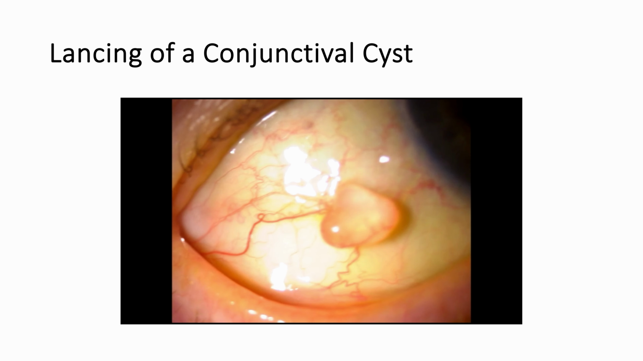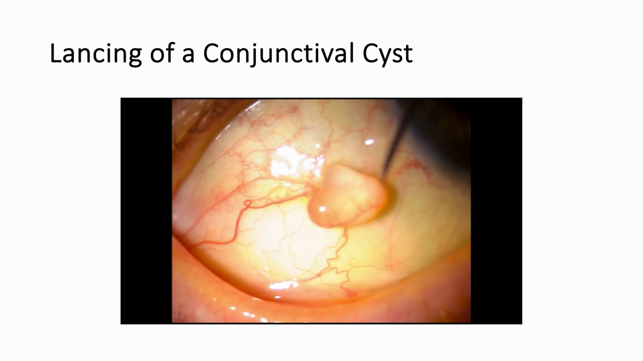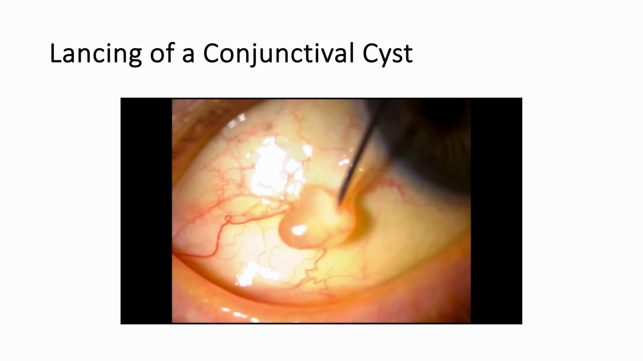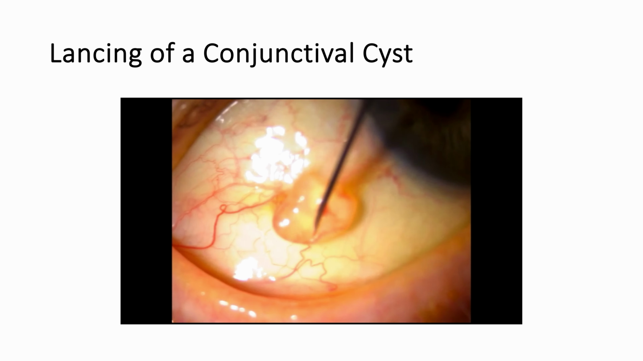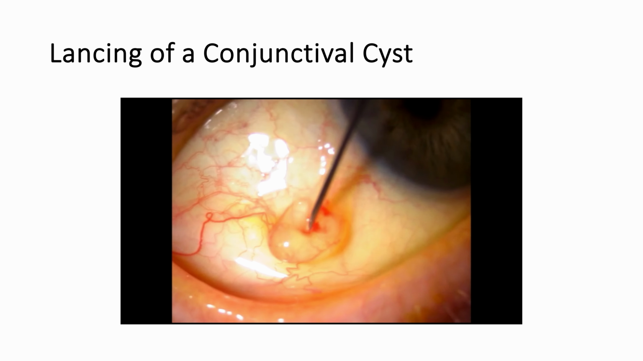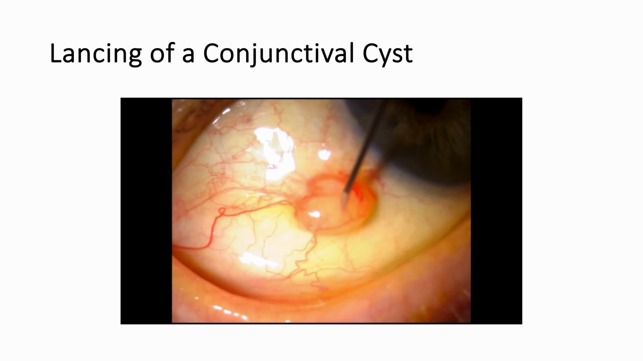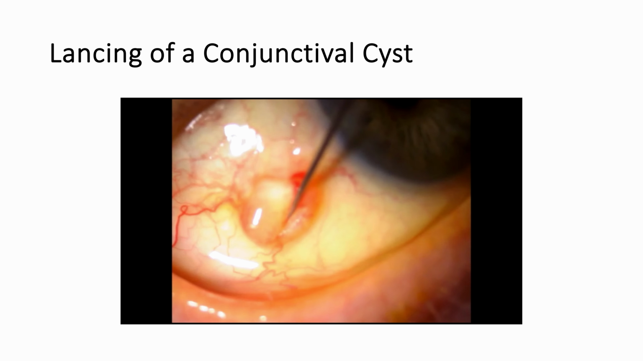On slit lamp examination, you will see a solitary conjunctival cyst. It is filled with translucent fluid and is not adherent to the sclera. Under topical anesthetic and using a 30-gauge needle, the cyst is punctured. These cysts can be multiloculated, much like a cluster of grapes. Therefore, several punctures with the needle are necessary to fully lance these cysts.